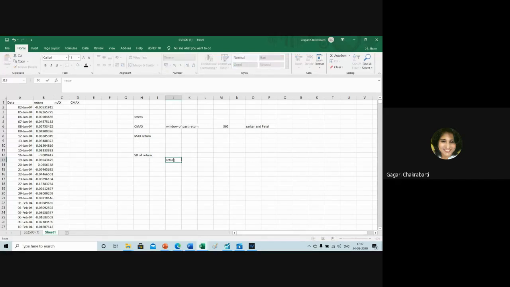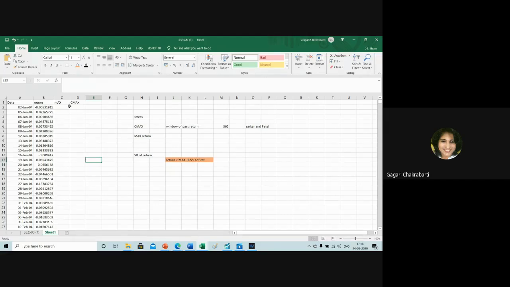So if your return on a particular day is less than max minus 1.5 SD of return, then possibly you are stressed. Your return is less than max, no doubt, but what is the range? You are defining a range by 1.5 SD of the return. Similarly, if your return is greater than max plus 1.5 SD of the return, then of course you will be having irrational exuberance.